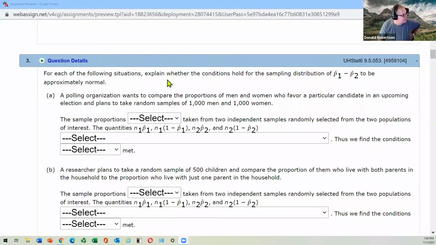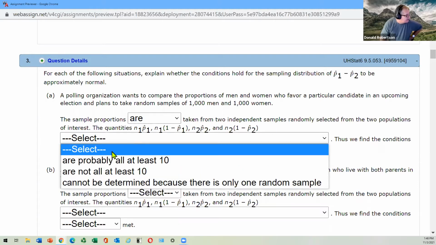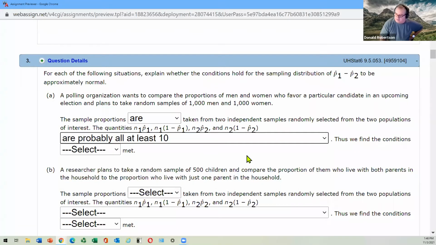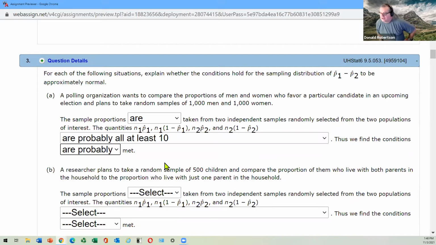Right. For each of the following situations, explain whether the conditions hold for doing a confidence interval, essentially. The sample proportions are taken from 2 independent samples, which I'm assuming they are. So in other words, the unbiased thing is taken for granted. Selected at random from the 2 populations of interest. All these combinations, right? See these guys here? Are probably at least 10, right? 10 or more. Thus, we find the conditions are probably met. Right? So that's kind of how they phrased it.